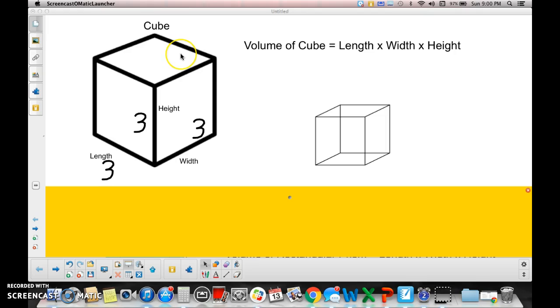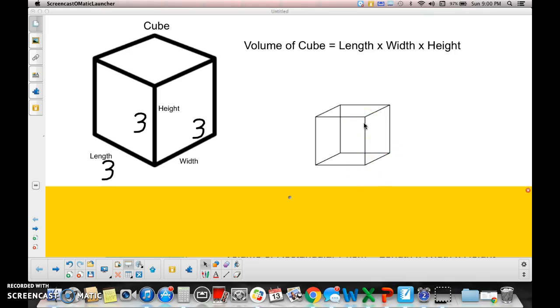I have two cubes here. The first cube is labeled with the length, the width, and the height so that you can identify which is which. The second cube is more of an x-ray view of a cube so that you can see what a cube looks like from basically all sides. Again, we have the length where you can see my arrow, the width where the arrow is, and the height where the arrow is.